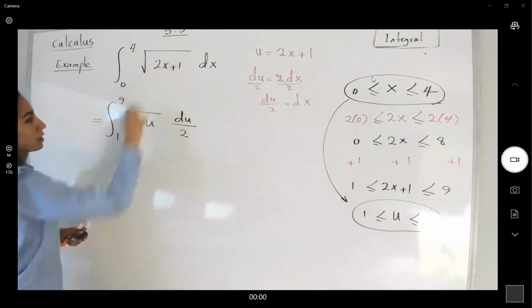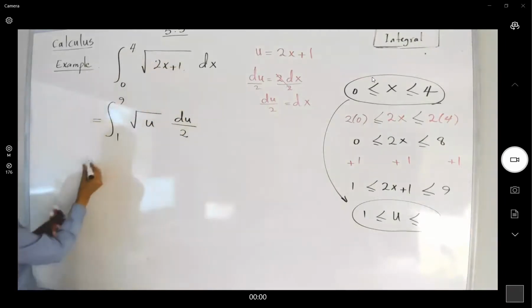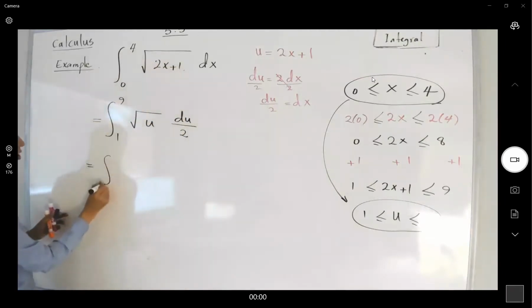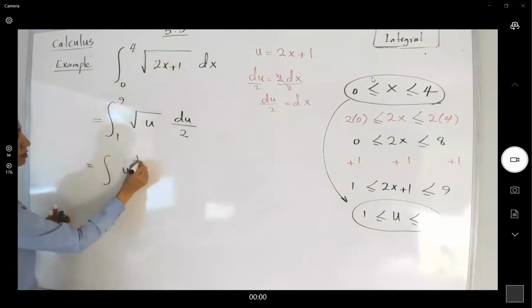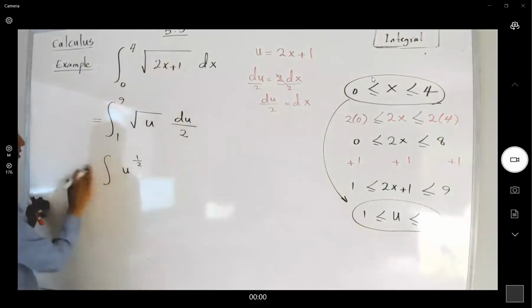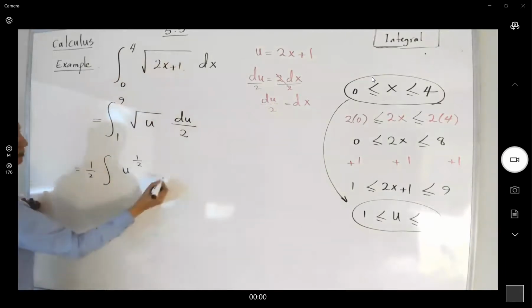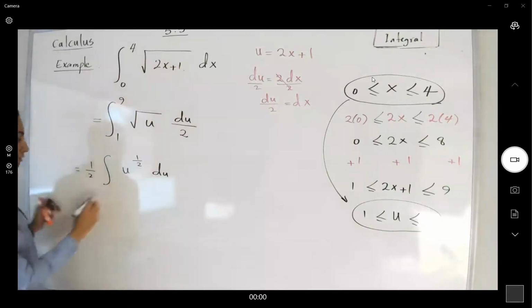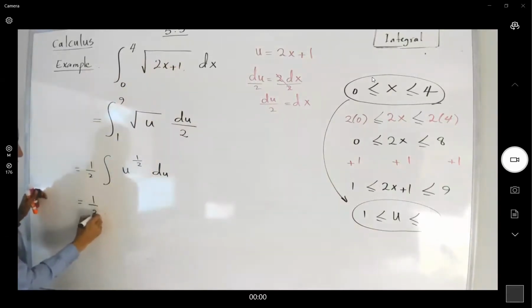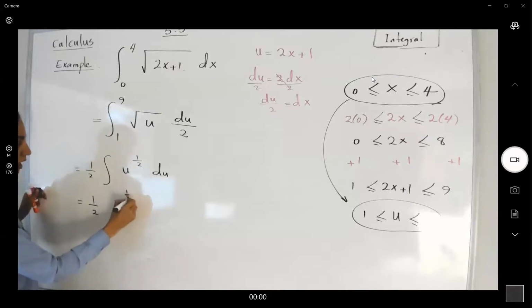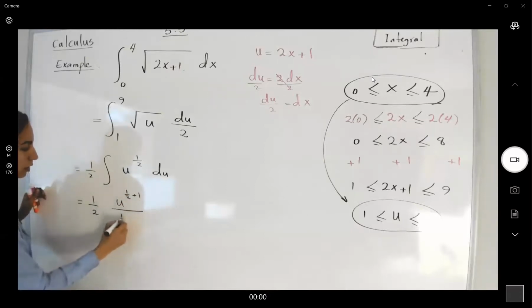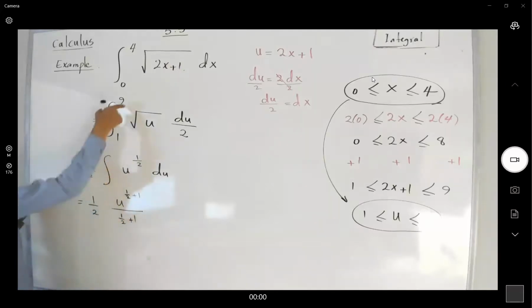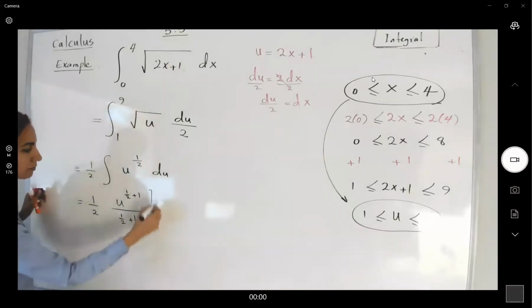Okay. Now let's take the integral. This is the integral of u raised to a half. I'm going to write these 2 in front of the integral, du. This is our exponent, a half. So this is going to be a half times u raised to a half plus 1 divided by a half plus 1. And my u is bounded between 1 and 9.